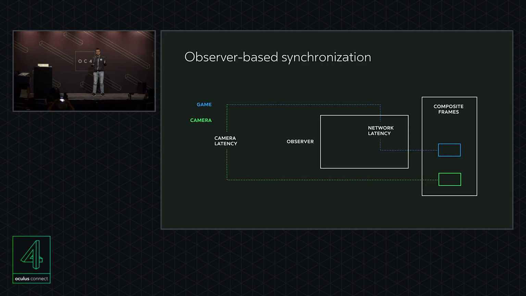The observer-based synchronization requires two computers. The person who wears the headset connects to the first computer to play the game. The other computer works as the observer. It observes the VR world state on the first computer and does the direct composition with the camera input. Because there will be network latency between the player and observer, it could be used to match the camera latency to make perfect composition.